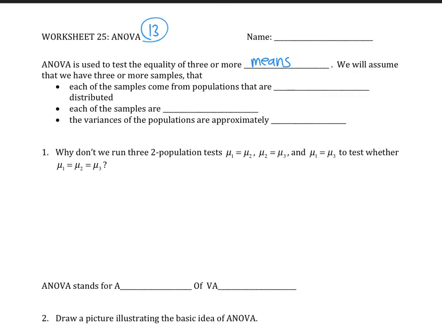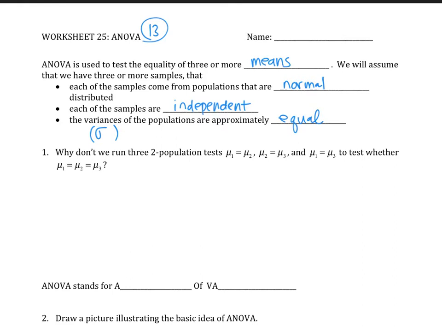We will assume that we have three or more samples, and that each of the samples comes from populations that are normally distributed. This one has a little bit more restrictions. So this is kind of theoretical. The three conditions are pretty theoretical. We want the population to be normal. Each of the samples are independent, that means they are not matched pairs. And the variances, or the standard deviations, of the populations are approximately equal to each other.